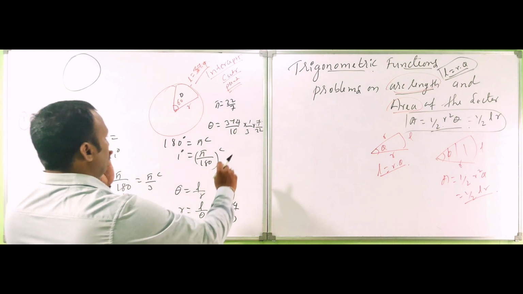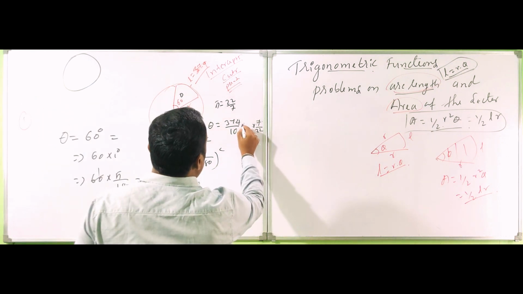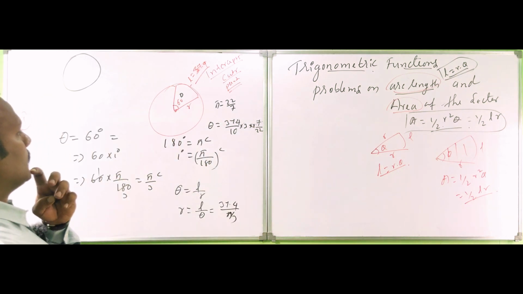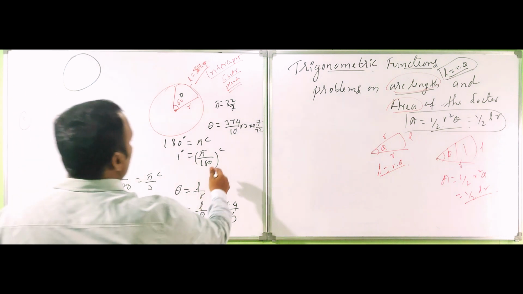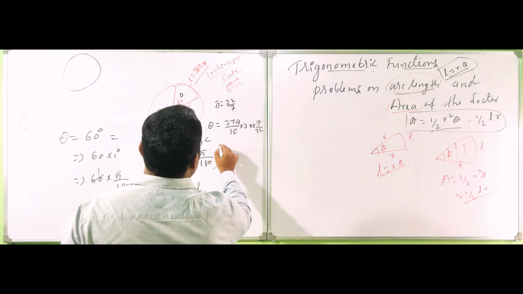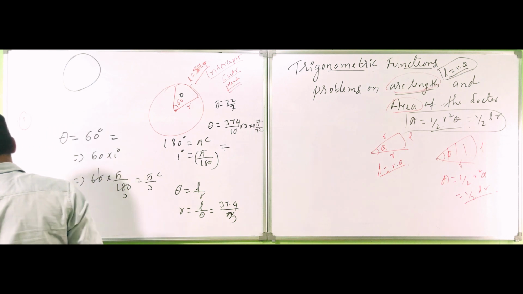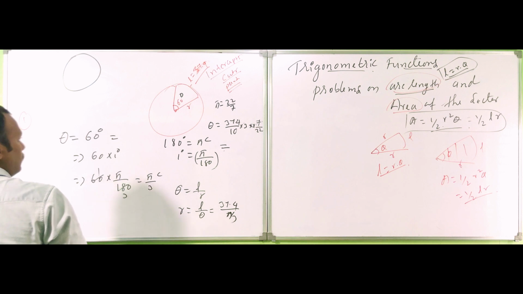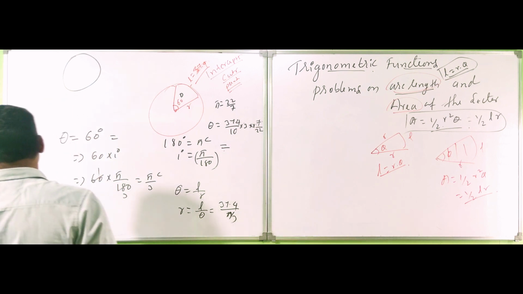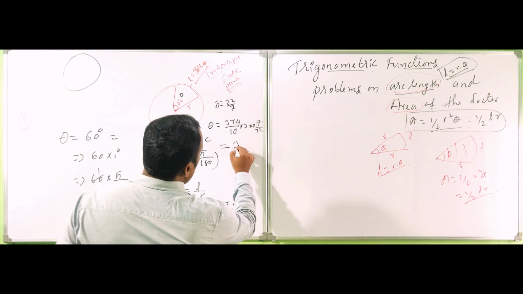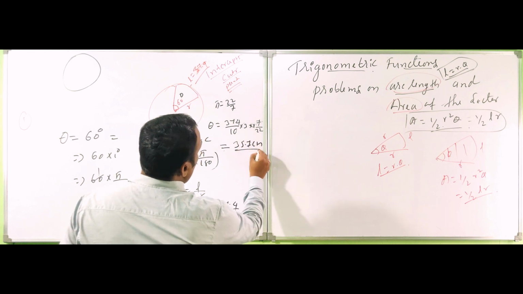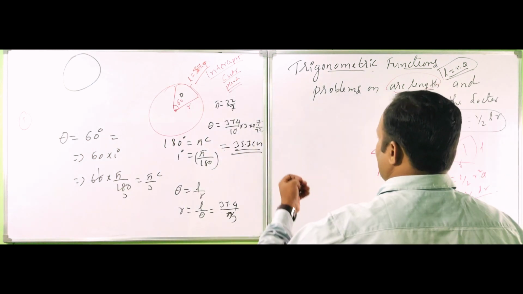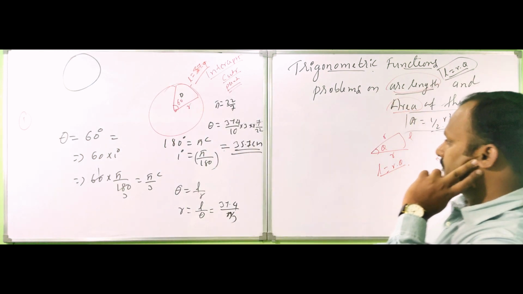The answer gives, this becomes, 3 goes outside. So this value becomes 35.7 centimeter. In exam, you should use the calculator. If you do the mathematics by hand, it gets time consuming.